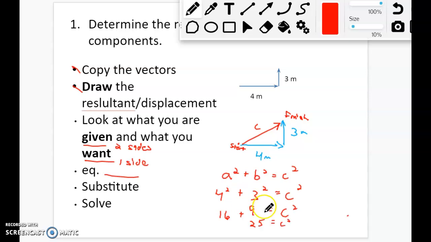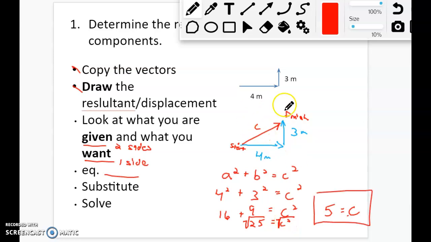Just be careful, I can't stop here. This isn't my answer. I'm not just looking for c squared, I'm looking for c. So I have to undo a square by taking the square root of both sides. On your calculator, make sure that you know how to do the square roots. But when I do that, c is equal to 5. 5 is the square root of 25. Okay? So here's part of my answer.